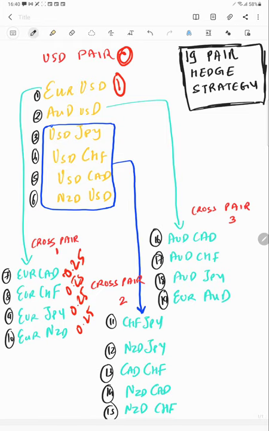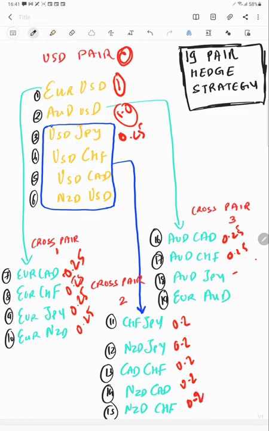In the same way, for AUD we have connected 4 pairs, so if we trade a 1.0 lot here, we will trade 0.25 lot in each individual pair. Likewise, the same for USD JPY, CHF, CAD and NZD USD. We have directly cross paired with 5 pairs. So normally if we trade 0.25 lot here, we will trade 0.2 lot, 0.2 lot, 0.2 lot, 0.2 lot, 0.2 lot there, and here it will be 0.25 lot, 0.25 lot, 0.25 lot. Likewise, we are adjusting the lot size similarly.